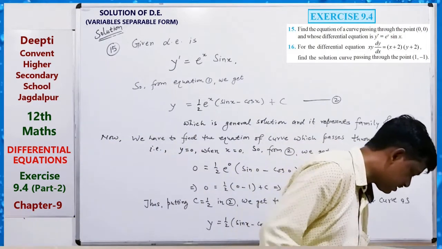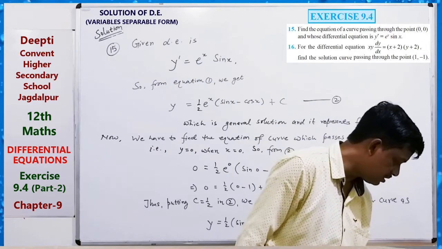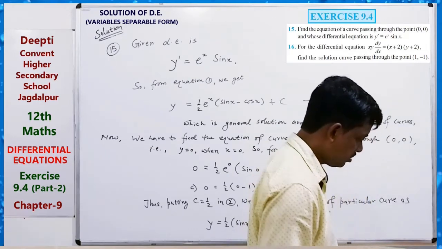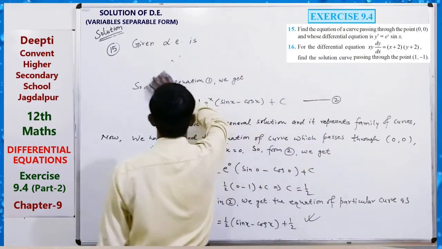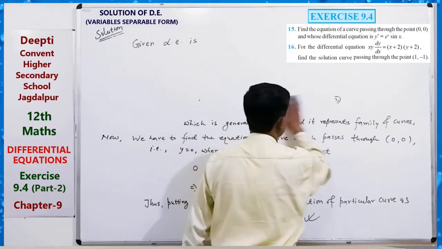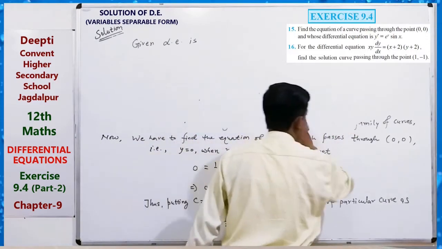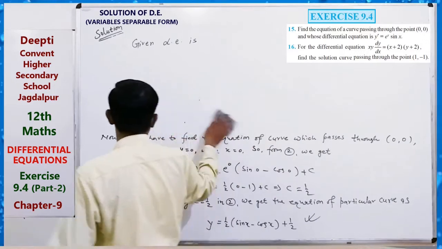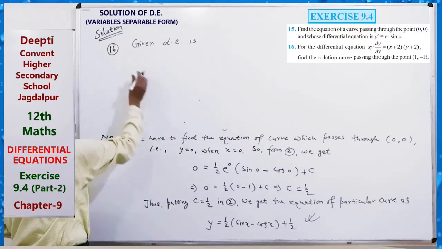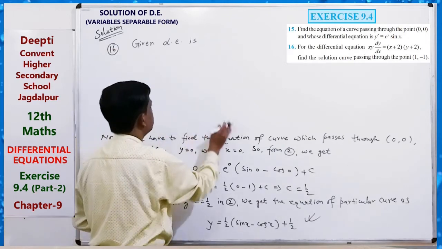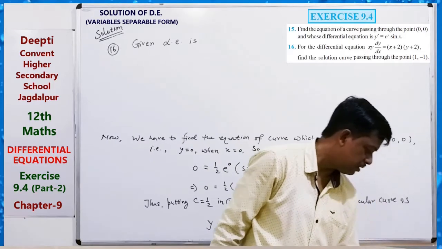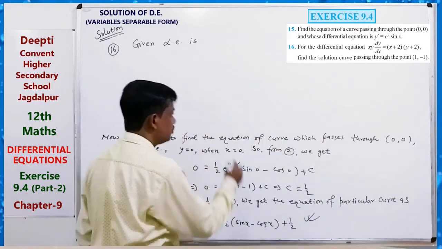Take also question 16. For the differential equation, find the solution curve passing through the point (1, -1). Also, question 15 is just a similar type of question to 16. So here question 16 is just like this. The given differential equation is xy dy/dx = (x+2)/(y+2).